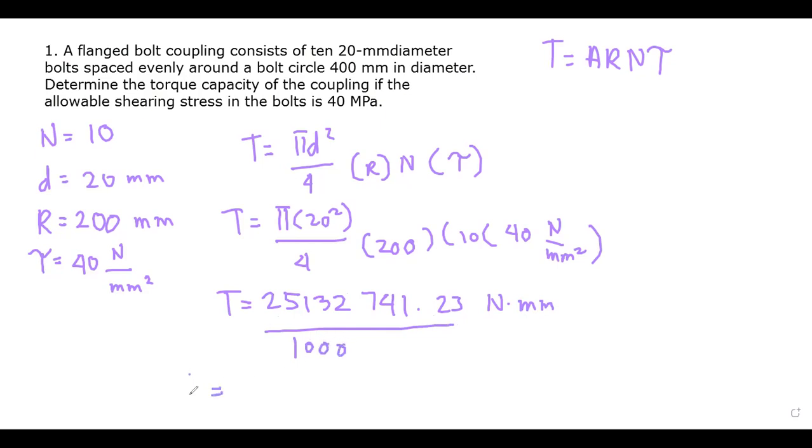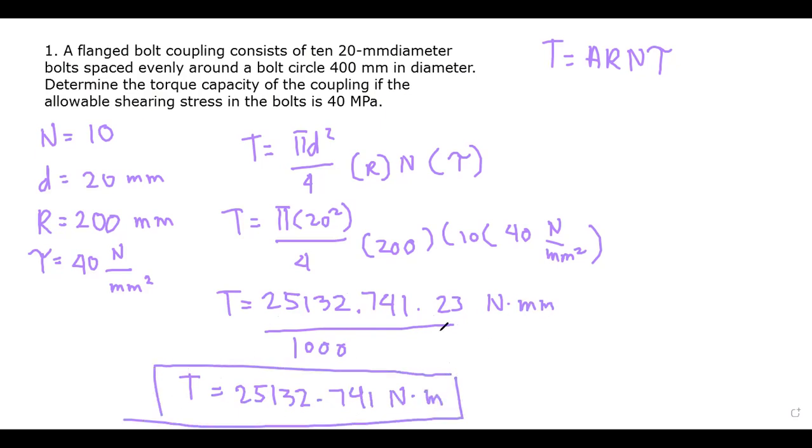Okay? So, T is equals to 251.327 Newton meter. Kaya ako nag-divide ng 1,000 guys, para maging meter siya, imbis na millimeter. Technically, sa dulo na ako nag-divide ng 1,000. Okay? So, yun yung sagot sa number 1 natin. So, proceed tayo ngayon sa number 2.